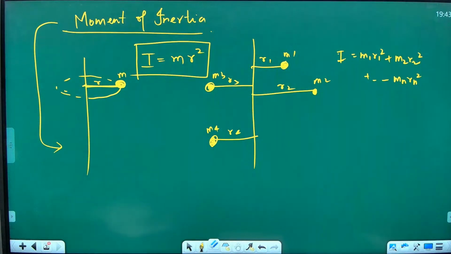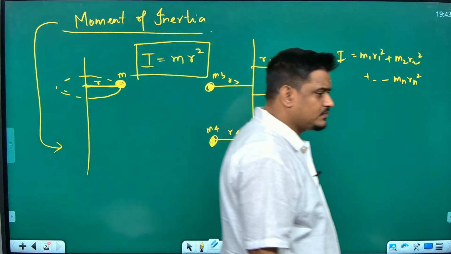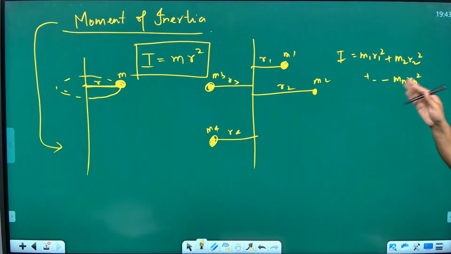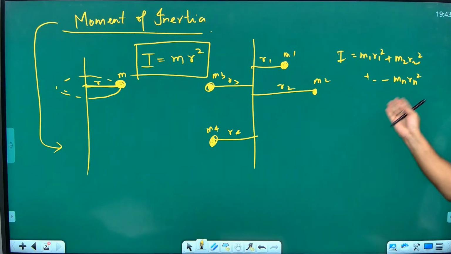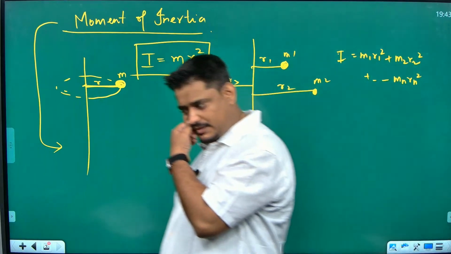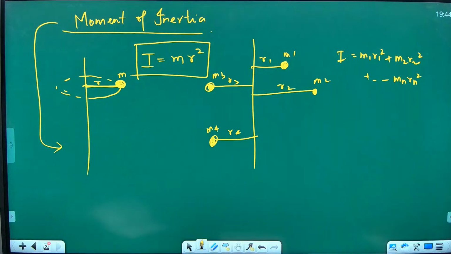What if different masses are at the same radius, that means the same distance? Then it will become m1 r square plus m2 r square plus m3 r square. Take r common, so r square into m1 plus m2 plus m3, like that. Okay. Make it fast.